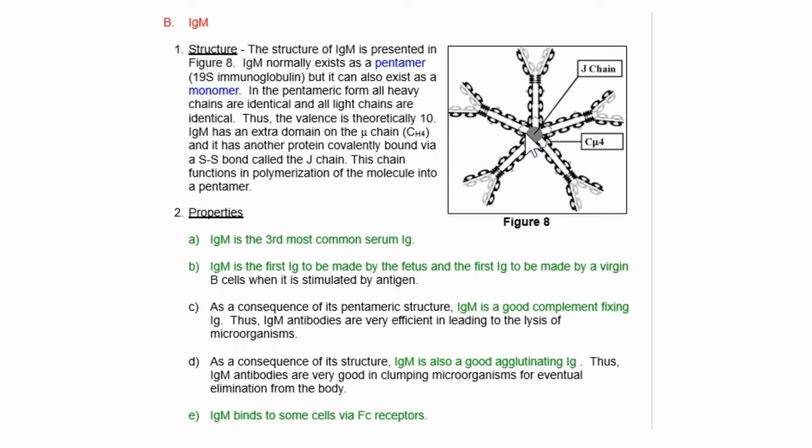As a consequence of its structure, IgM is also a good agglutinating immunoglobulin. IgM binds to some cells via Fc receptors. B cell surface immunoglobulin exists as a monomer and lacks the J chain, but it has an extra 20 amino acids in the C terminal end which anchor into the membrane. This is the binding immunoglobulin. It is a monomeric structure.